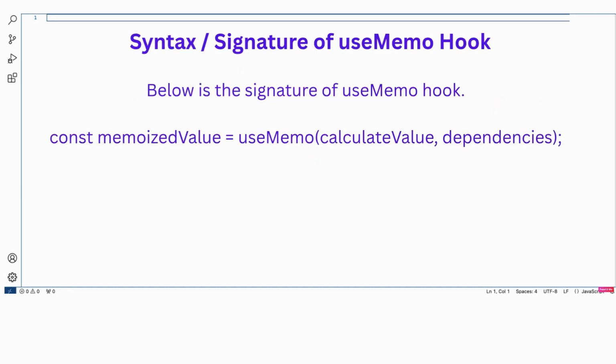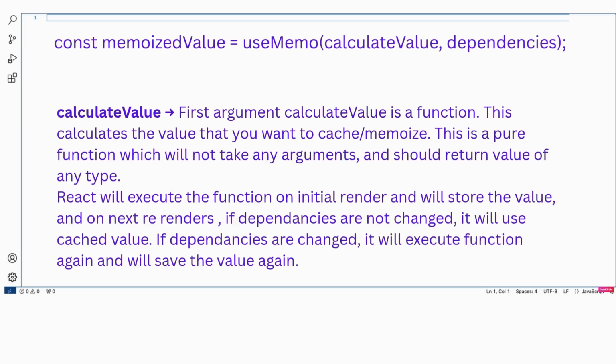Let's see the syntax or signature of the useMemo hook. Below is the signature. Let's understand the meaning of each part one by one. First argument, calculateValue, is a function. This calculates the value that you want to cache or memoize. This is a pure function which will not take any arguments, and should return a value of any type.